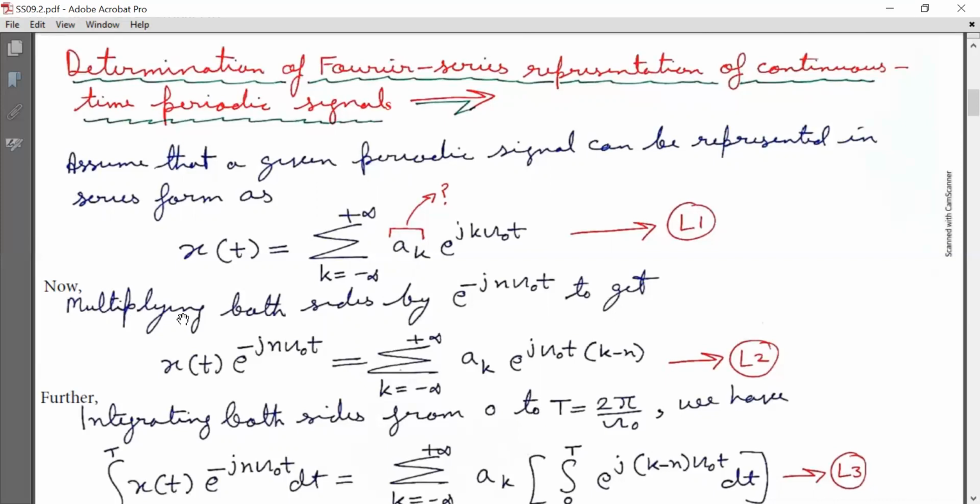Now multiplying both sides of above equation by e raised to power minus j n capital omega naught t, we get x(t) e raised to power minus j n omega naught t, and that is equal to summation k running from minus infinity to infinity a_k e raised to power j capital omega naught t bracket k minus n, mark it as equation L2.